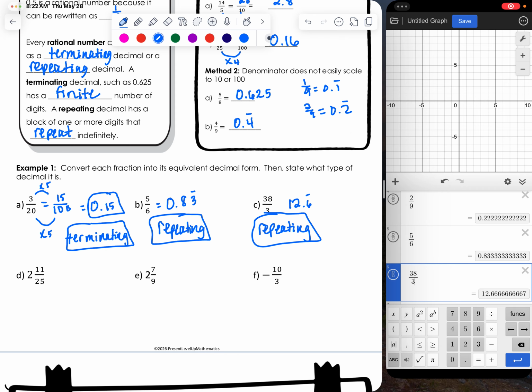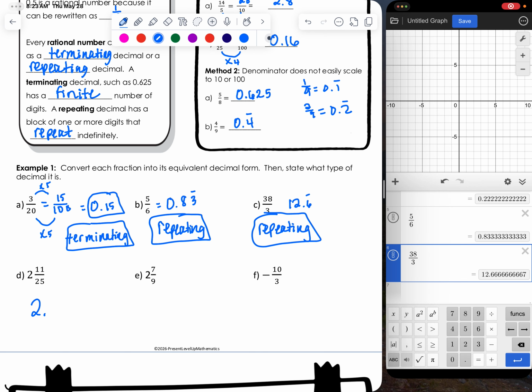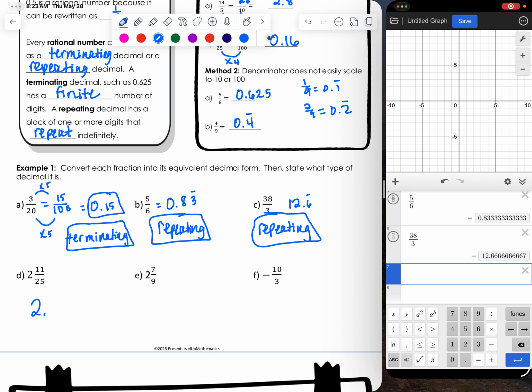decimal. All right, 2 and 11/25ths. So I know I'm going to have 2 point something. So I just need to figure out what the decimal is for 11/25ths. So 11 divided by 25. And that would give me 2 and 44 100ths. So this is a terminating decimal. It did not repeat.